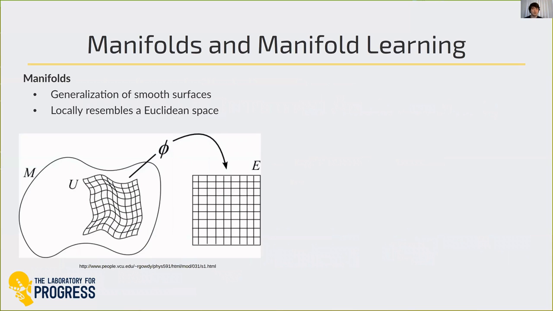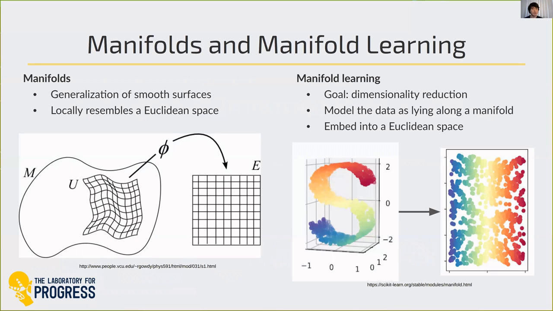A manifold is a generalization of the idea of a smooth surface to any number of dimensions. The important property is that it's locally Euclidean. If you look at a small enough region, it's effectively no different than a Euclidean space. Manifold learning leverages this to perform dimensionality reduction. Given data in a high-dimensional space, we model it as lying along some smooth manifold of a lower dimension. By identifying the manifold, we can unwrap or flatten it, yielding a lower dimensional representation of the data.